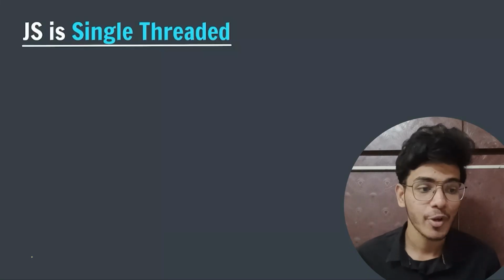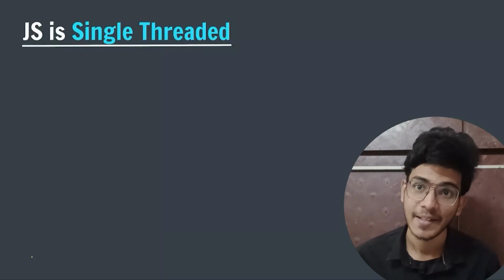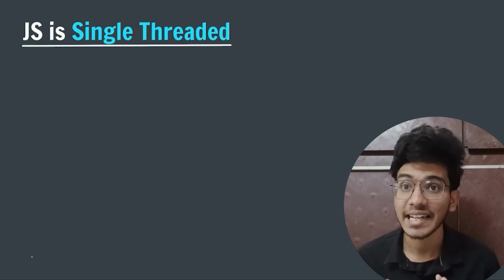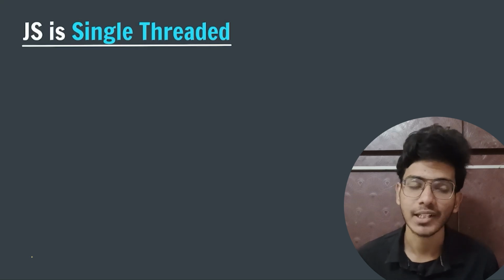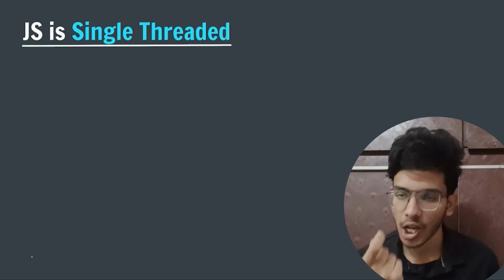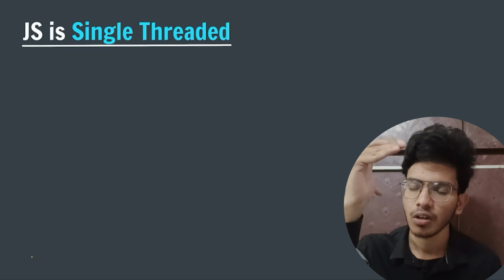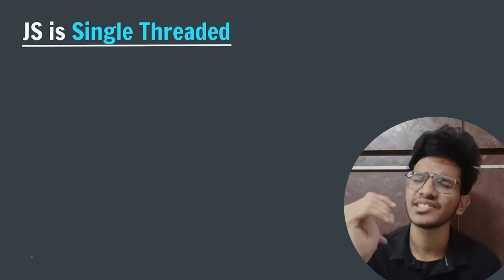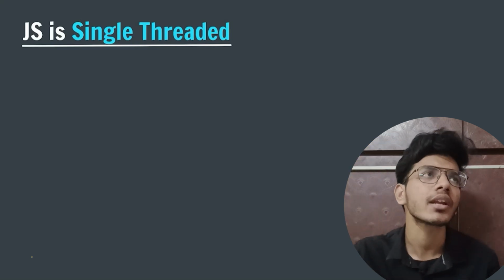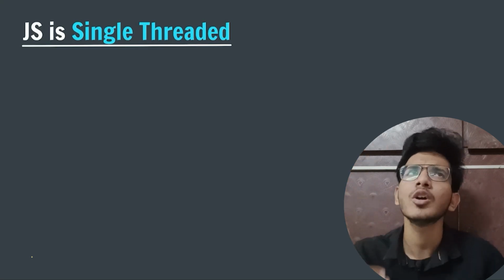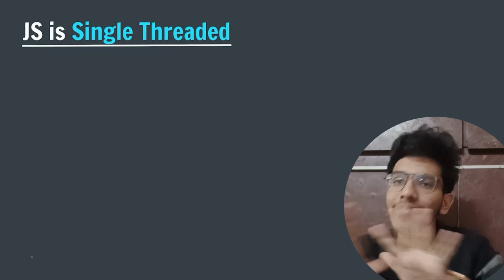Now the next concept we are having is single thread. JavaScript is a single thread language. What is the meaning of it? The meaning is very simple. It follows a structure, or you can say the execution of JavaScript follows a flow, and that flow will never get disturbed.